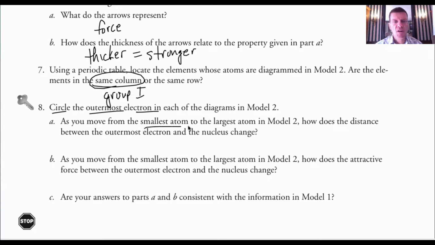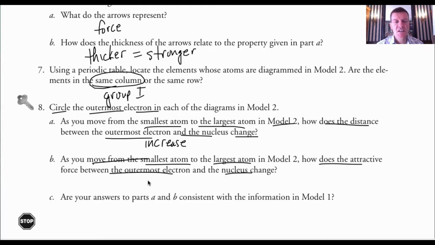As you move from the smallest atom to the largest atom in Model 2, how does the distance between the outermost electron and the nucleus change? It increases. So as you add more and more electrons, that means there's limited space. The outermost electrons are going to be further and further from the nucleus. As you move from the smallest atom to the largest, how does the attractive force between the outer electron and the nucleus change? It goes down.